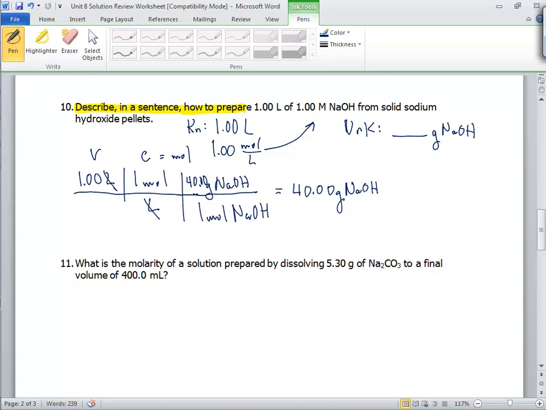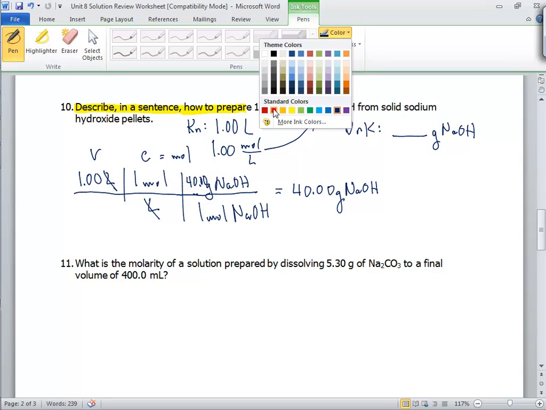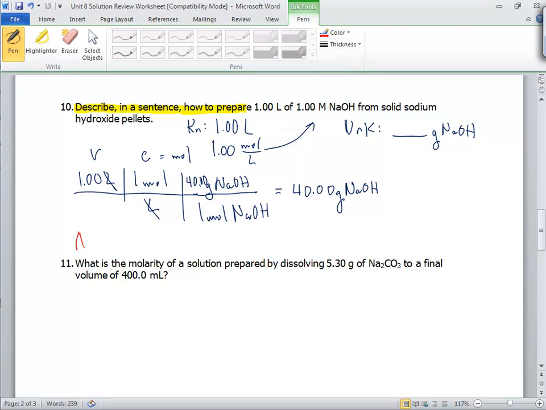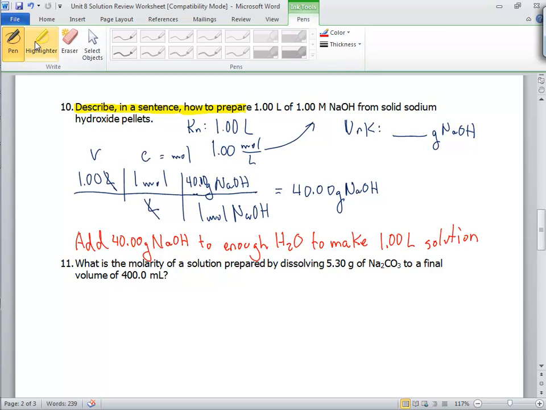Now to answer the question, I am going to write: add 40.00 grams of sodium hydroxide to how much water? Enough water to make how much solution? 1 liter of solution. And so that is the answer to question number 10.